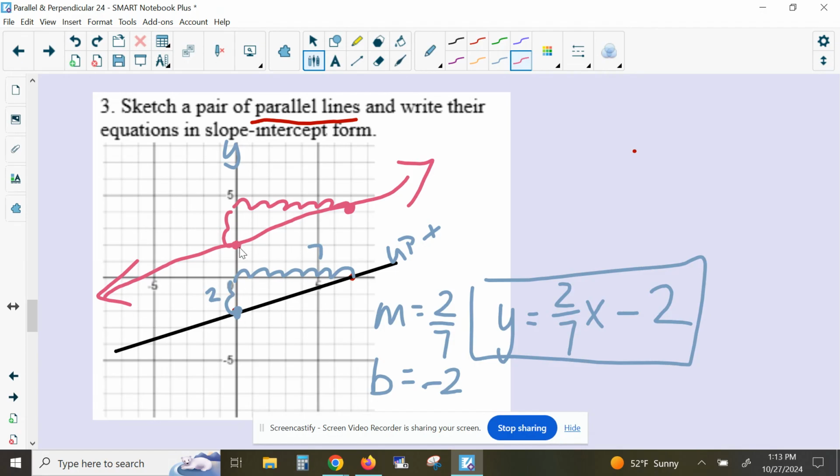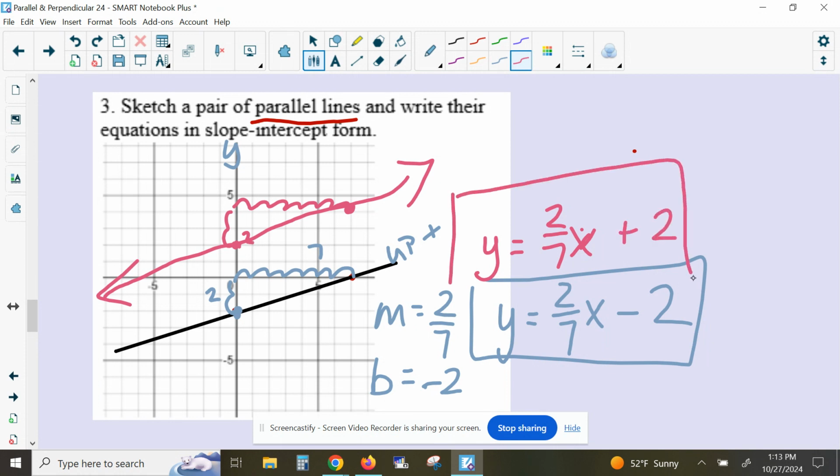And to write my equation, it's going to be y is equal to, it's still 2 over 7, has to be, and there's still an x, obviously. And where I chose to cross my y-intercept is right here at +2. So that's going to be +2. So here is a sketch of a pair of parallel lines, and I wrote their equations in slope-intercept form. Bam.